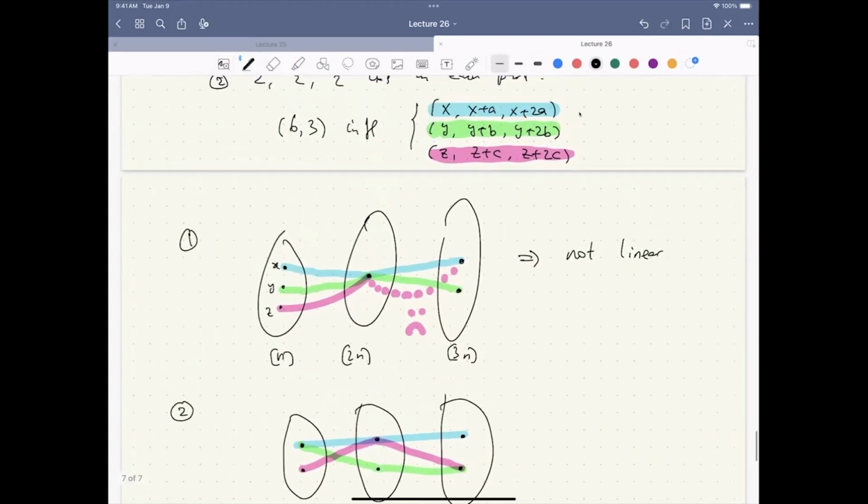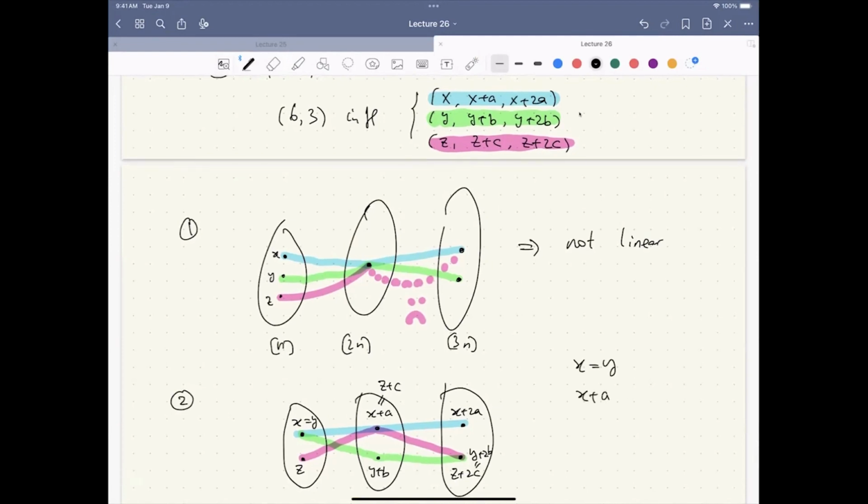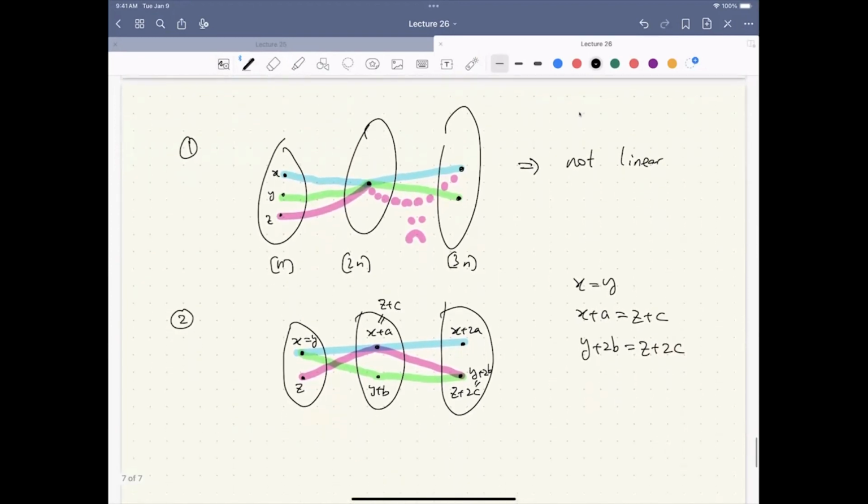Now we can write out all this relation. The blue one is x, x plus a, x plus 2a. But x plus a is also z plus c, right? This is z. This is z plus 2c. X equals y. This is y plus b. This is y plus 2b. You just write out all. If 2 vertices collide, we have x equals y, x plus a equals z plus c, y plus 2b equals z plus 2c. Okay. Good. Any other? That's it. 3.